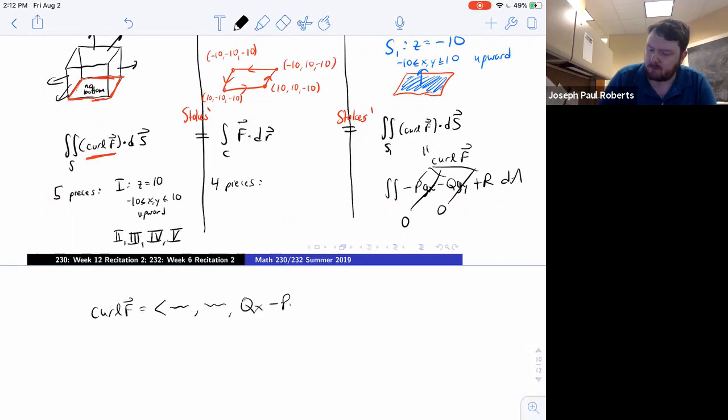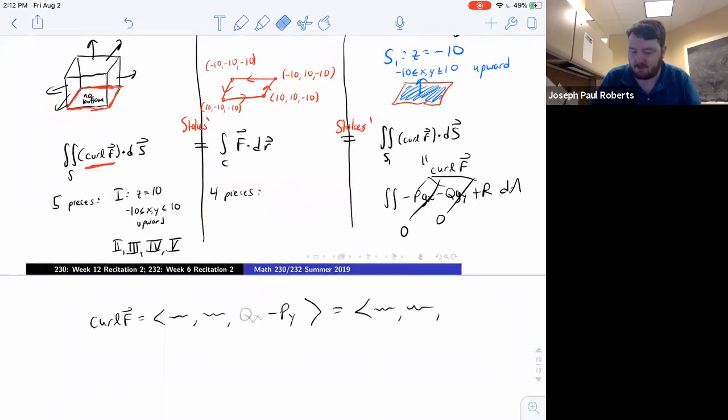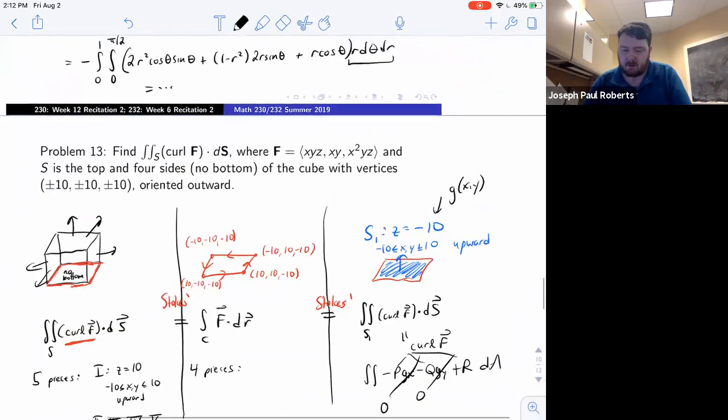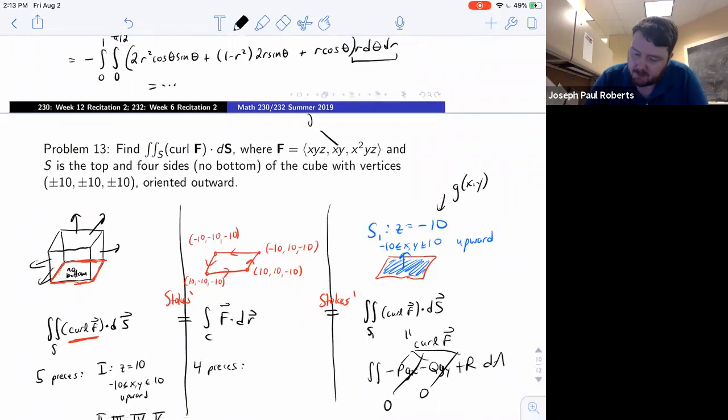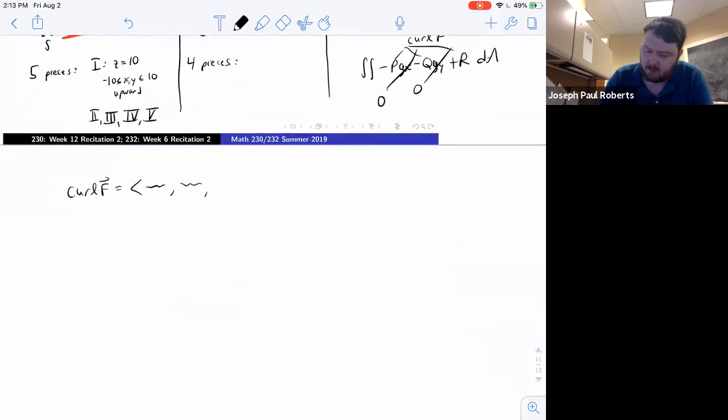Remember, the third component of curl F is our familiar old, I shouldn't mix what P and Q refer to. But essentially, to get the third component of curl F, I do the x partial of that minus the y partial of that, which is going to be y minus xz. So calculate your curl.